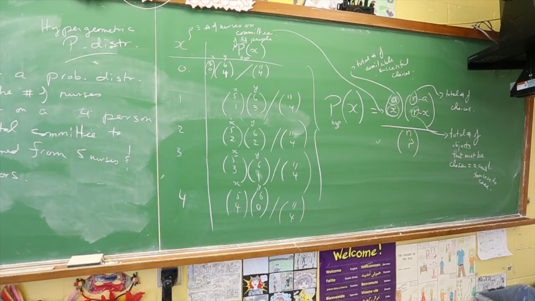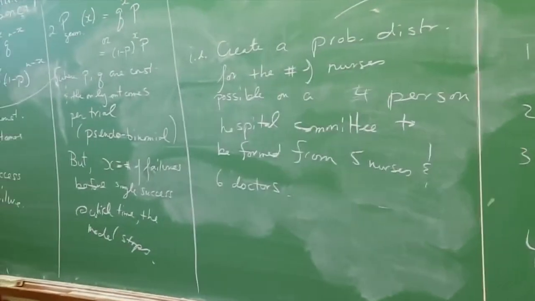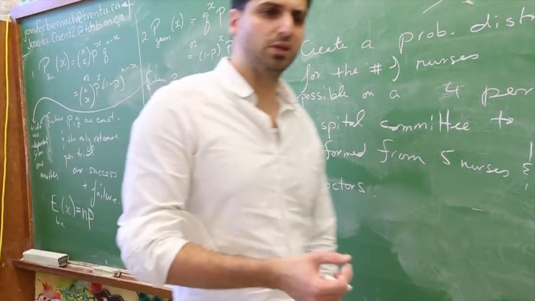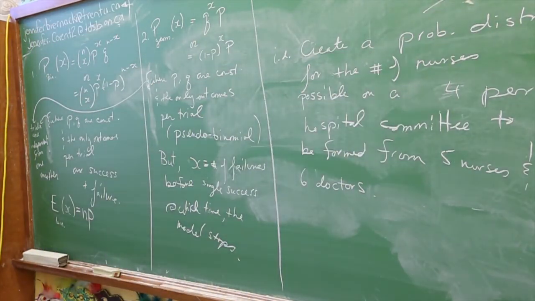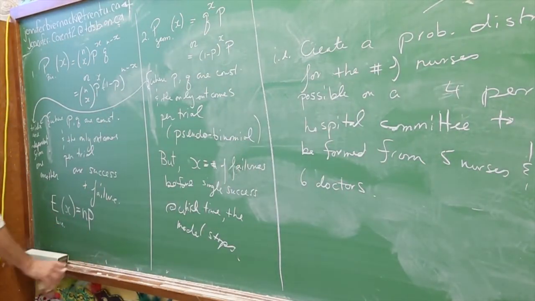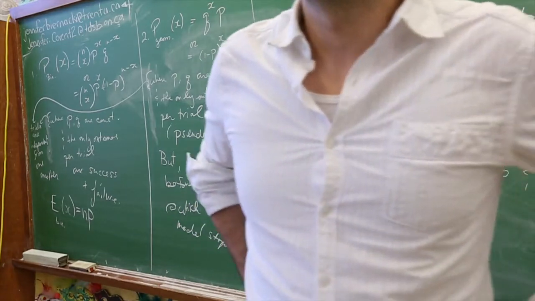They say that the expected value for a binomial probability distribution is going to be equal to NP. What was the expectation, sir? Expectation, or expected value, is the average value for a particular distribution.